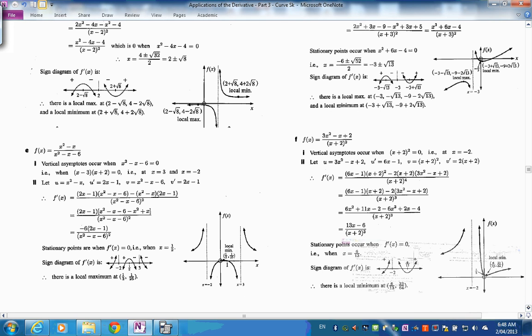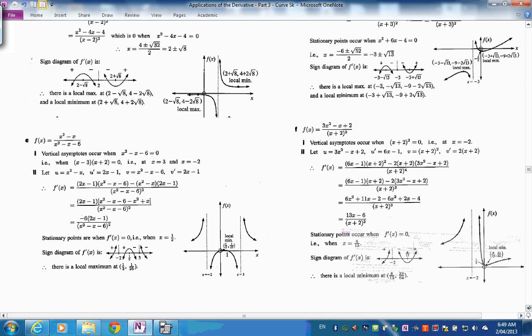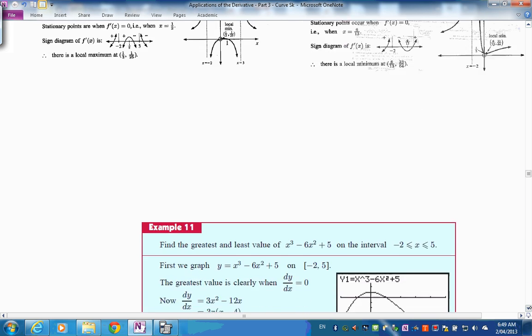E and F. Okay, so pause those and see what you think. I'm going to go on now.